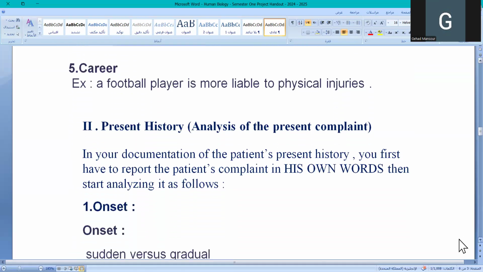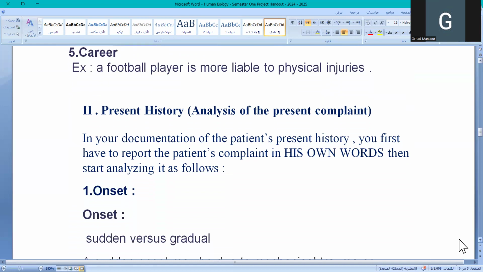And then the career is also important. A very simple and famous example is when the patient is a football player or a sport player in general, then this patient would be more liable to traumatic diseases than other people. Of course, as I said before, you will present the personal history in the form of a paragraph. So you will never say, present history, number 1, name, number 2, age, number 3, gender.